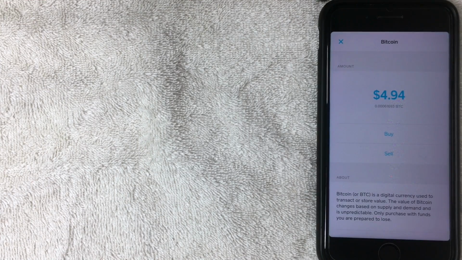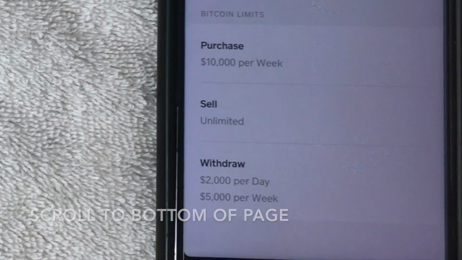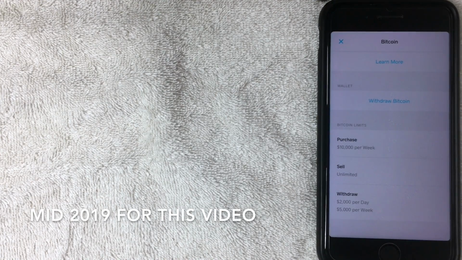The most important part of this tutorial is you want to scroll right down to the bottom. And here you can see Cash App's limits for Bitcoin. Policies update all the time, so if you ever want to verify what Cash App's limits are, that is how you get to the Bitcoin limits on Cash App. However, as of today, so we're in the middle of 2019, Cash App limits for Bitcoin are as follows.